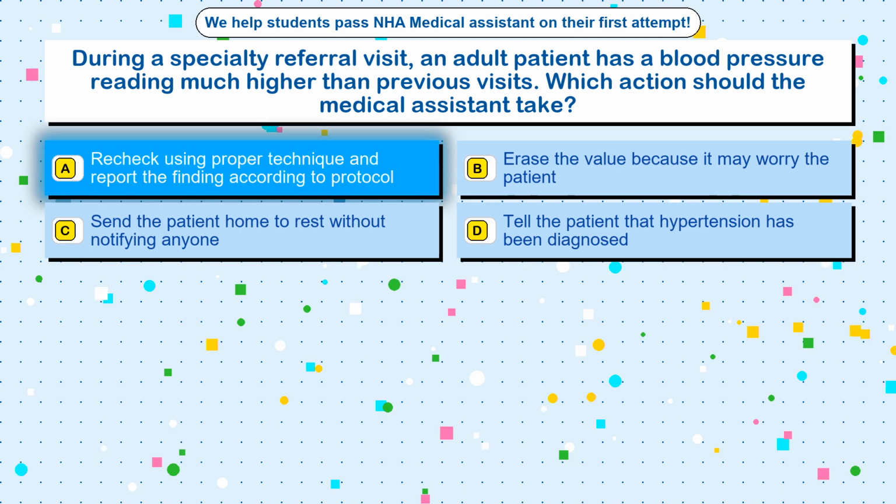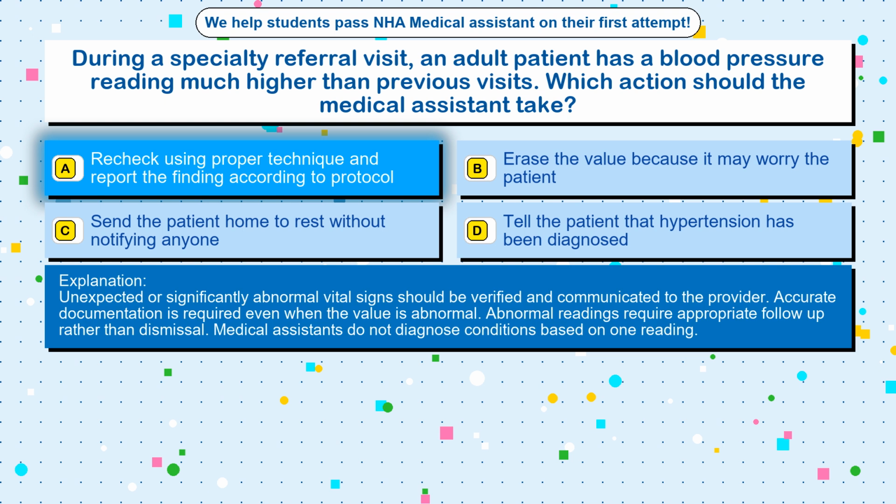The correct answer is option A. Recheck using proper technique and report the finding according to protocol. Unexpected or significantly abnormal vital signs should be verified and communicated to the provider. Accurate documentation is required even when the value is abnormal. Abnormal readings require appropriate follow-up rather than dismissal. Medical assistants do not diagnose conditions based on one reading.